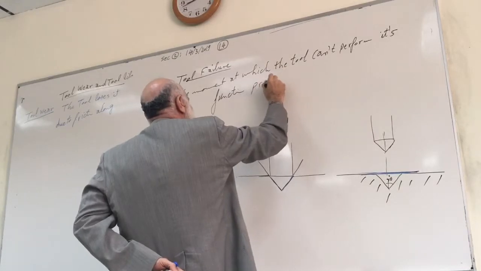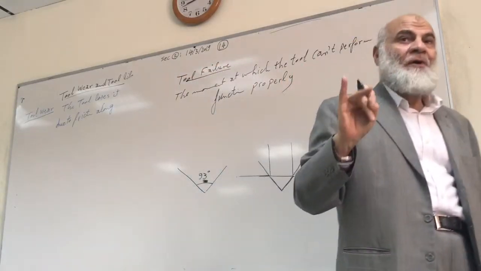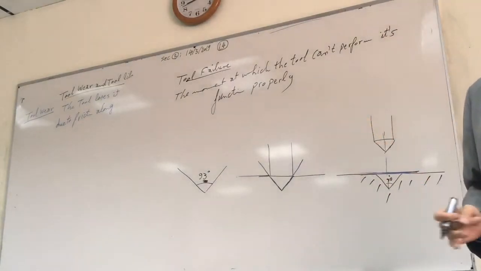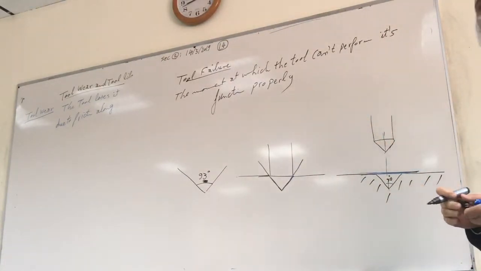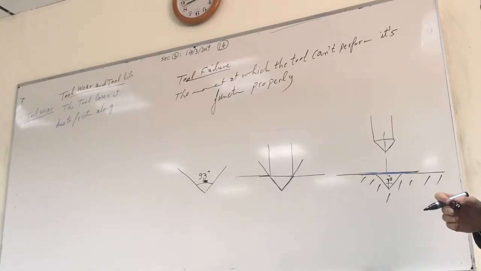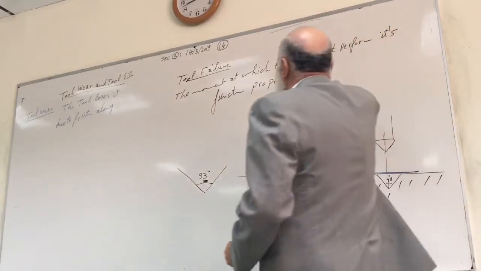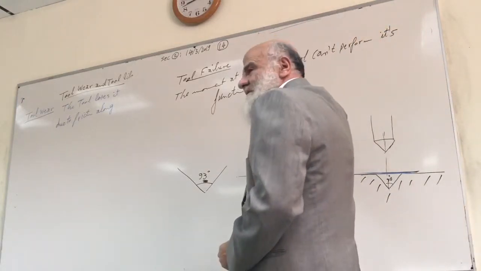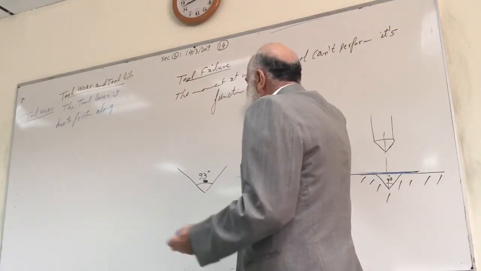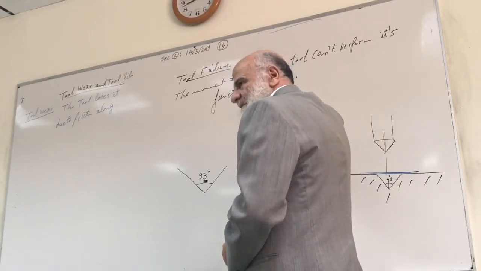What's the meaning of properly? Low force, low noise, or no noise, no vibration, low temperature, and so on. That is a proper machining process. Remember? Proper machining process. If the tool cannot do this, then we say the tool failed. Tool failure.